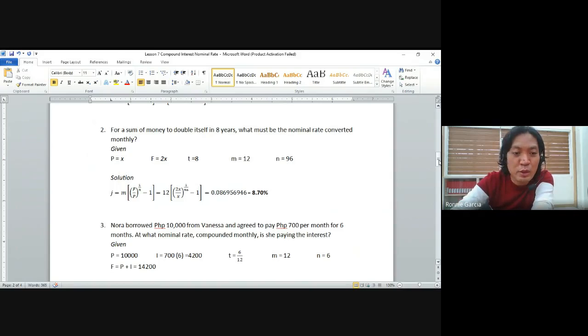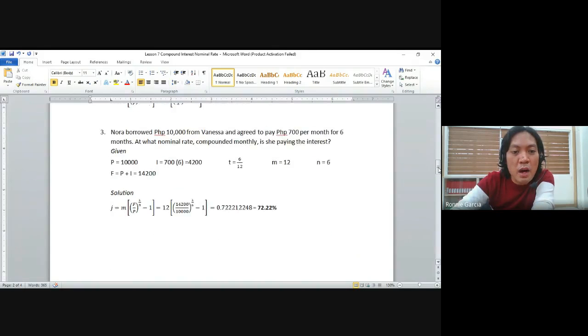Okay, so let's proceed to number 3. Nora borrowed 10,000 pesos from Vanessa and agreed to pay 700 pesos per month for 6 months. So there is now a clue about the payment. So the principal is given, 10,000 pesos, and what will be the future value? It's not stated here, but there is a clue. The payment is 700 pesos per month for 6 months. Again, the question is the nominal rate. What is the nominal rate? At what nominal rate compounded monthly is she paying the interest?